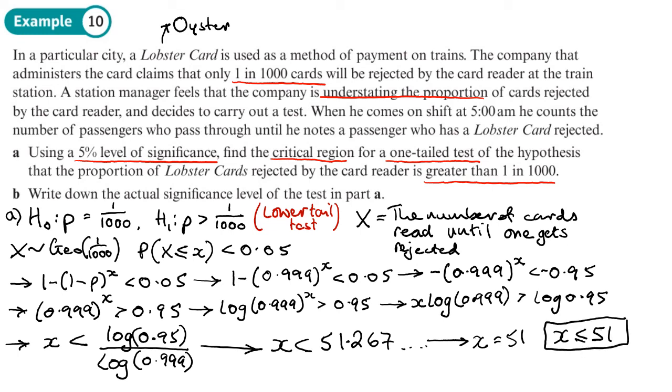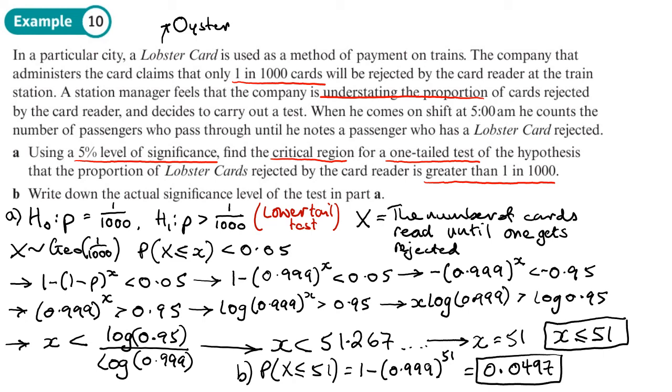And then part B, the actual significance level. So now we just work out what is the probability of x less than or equal to 51 on our calculators, which means doing 1 minus 0.999 to the power 51. And if we do that, we get 0.04974. A 4 comes after it, so that's fine, we'll leave it like that. 4 decimal places, so there's our answers. Here we go, done.